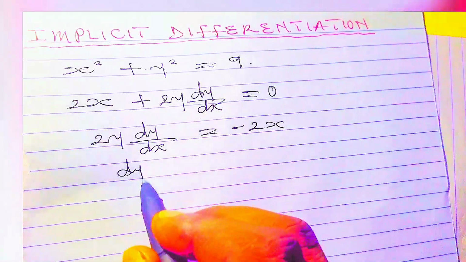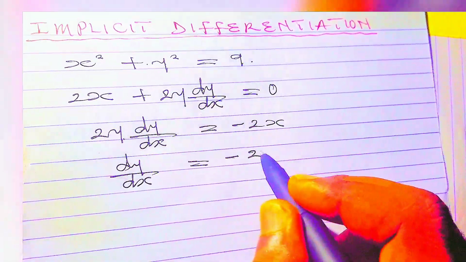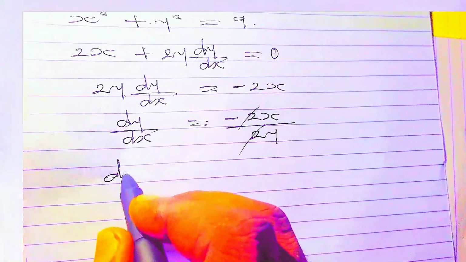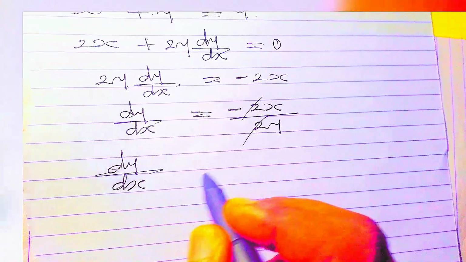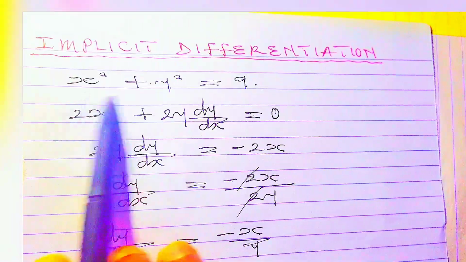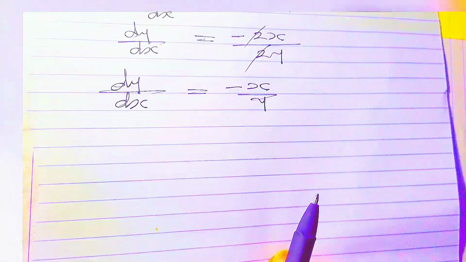And this becomes dy/dx equal to, we divide both sides by 2y. This becomes negative 2x over 2y. So we can cancel the 2s. So finally, we have dy/dx is equal to minus x over y. So that is how we can differentiate x squared plus y squared equal to 9 as a question. Let's look at another problem.